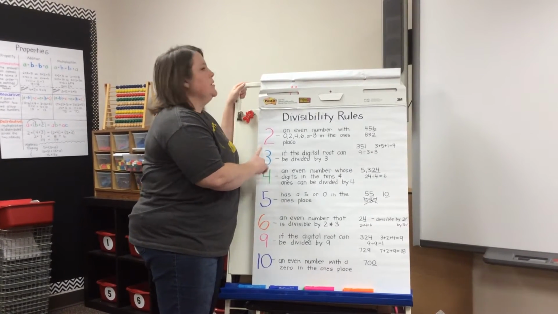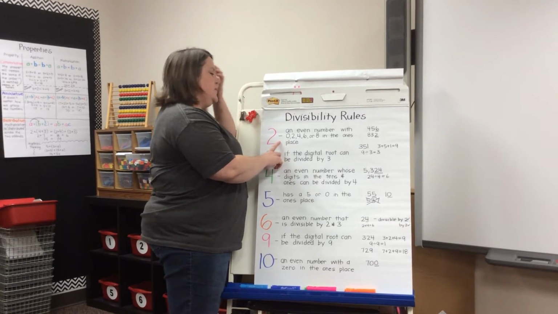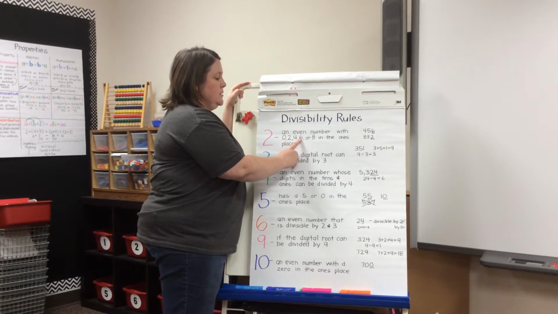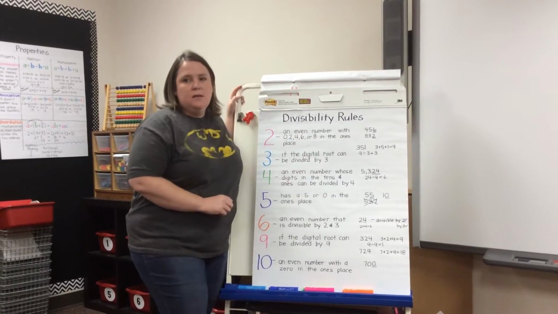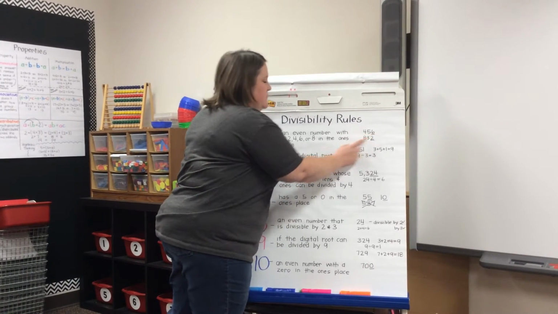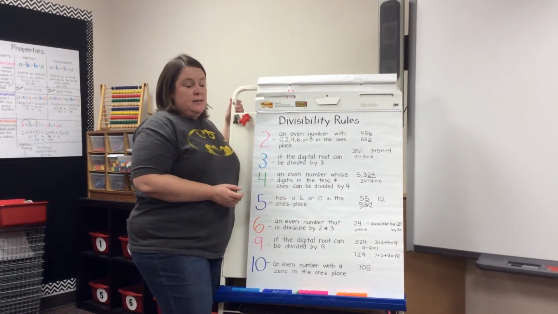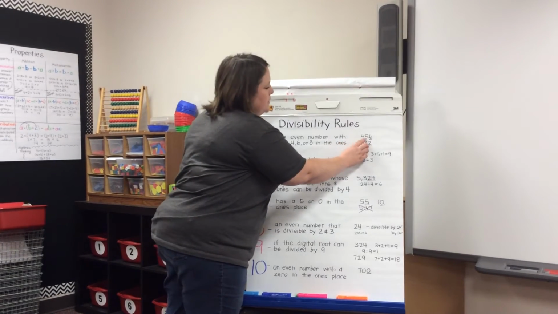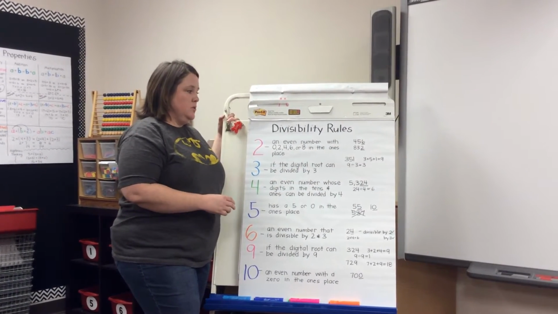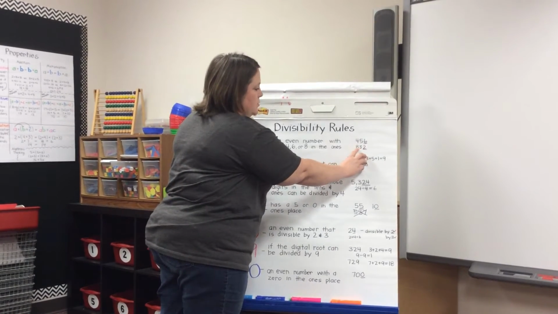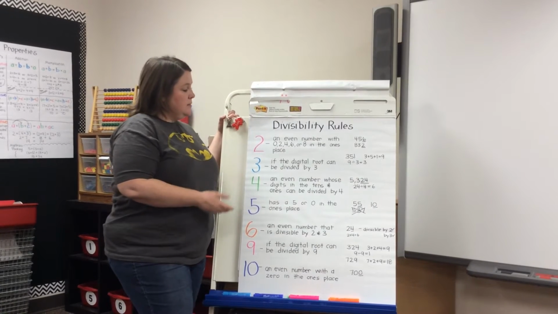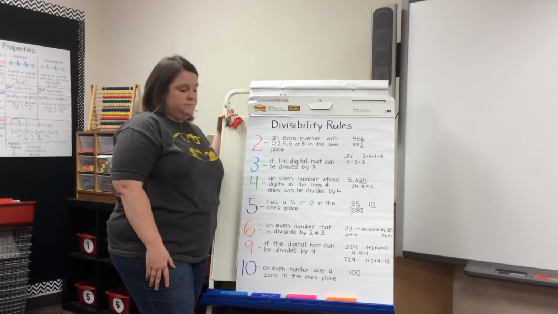The first rule that we looked at was 2. A number is divisible by 2 when it's an even number with a 0, 2, 4, 6, or 8 in the ones place. We can look at some examples on the chart. 456. There's a 6 in the ones place. The numbers in the tens or hundreds don't determine whether a number is divisible by 2. We're just looking at the ones place, just like in this example, 832. There's a 2 in the ones place, so the number is divisible by 2.